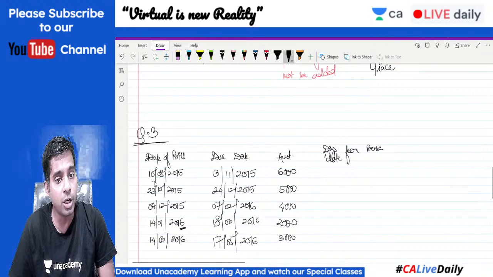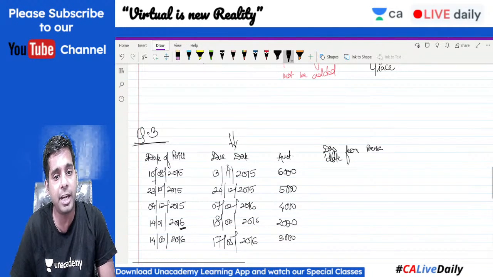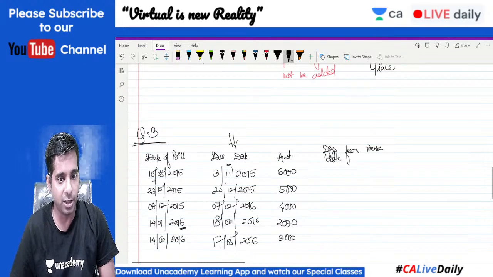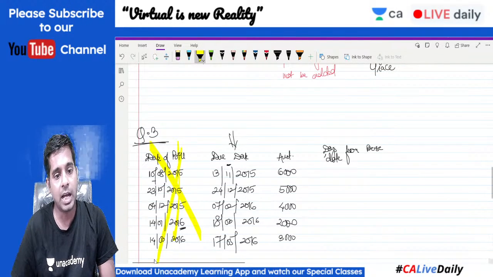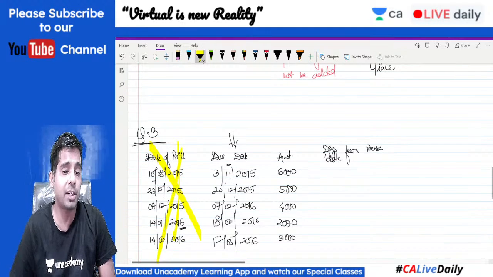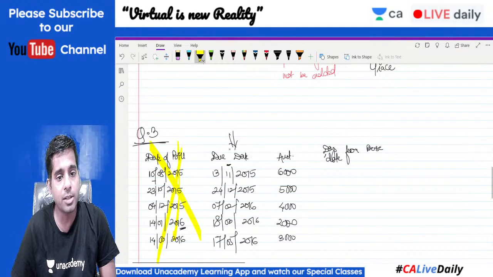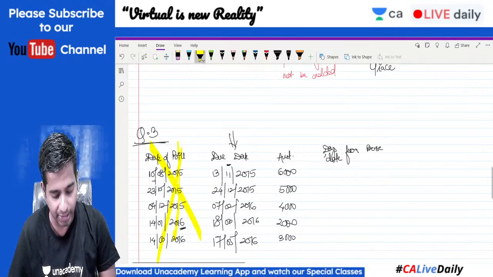No, this will not be taken as base date. The first ever due date will be taken as the base date, not the date of bill. Now, these dates have become irrelevant for us, because the amount was due on these dates.